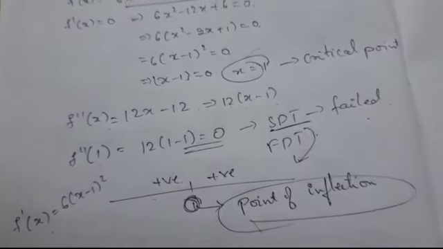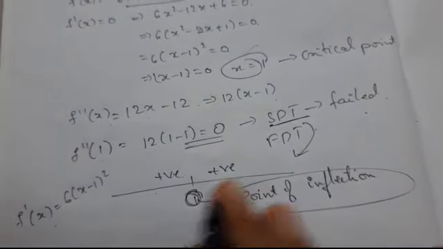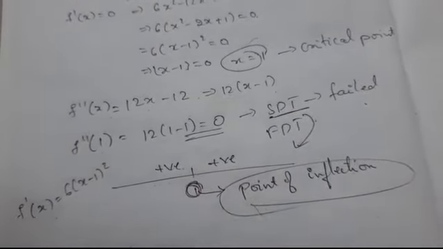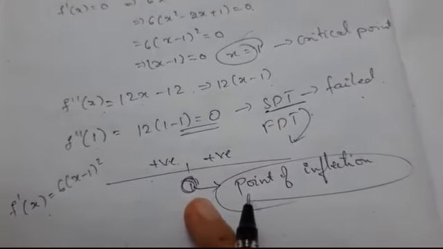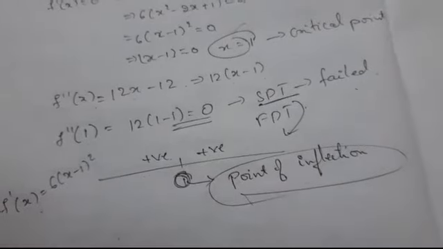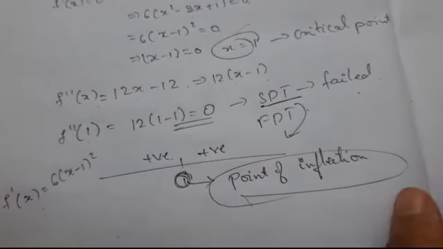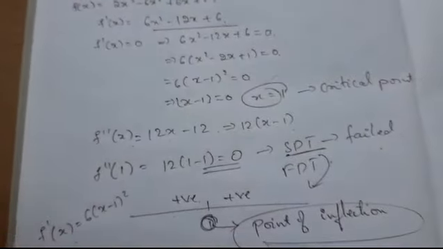We are using again the first derivative test to check whether the function is having a local maxima or local minima at the given critical point. If not both, then it is a point of inflection. So please pause the video and note it down.